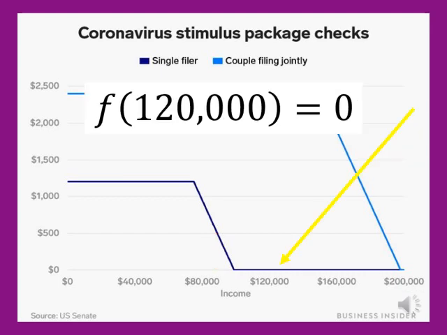And I marked the last one up a little bit differently. Here it's asking about f of 120,000. Well, 120,000 is down at the bottom of the graph, and basically we're saying that if somebody makes 120,000 bucks, they're not going to get anything back from the stimulus. So 0 is the answer.